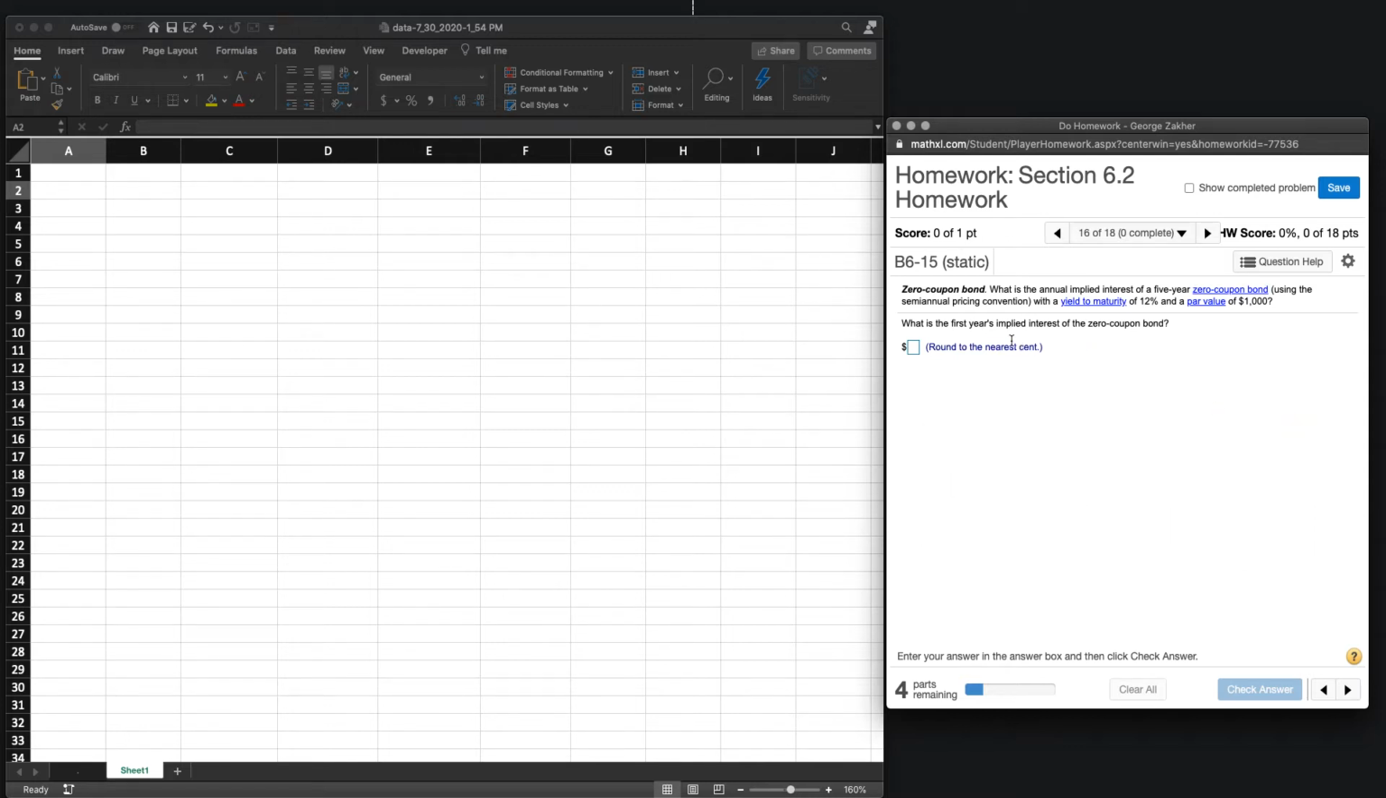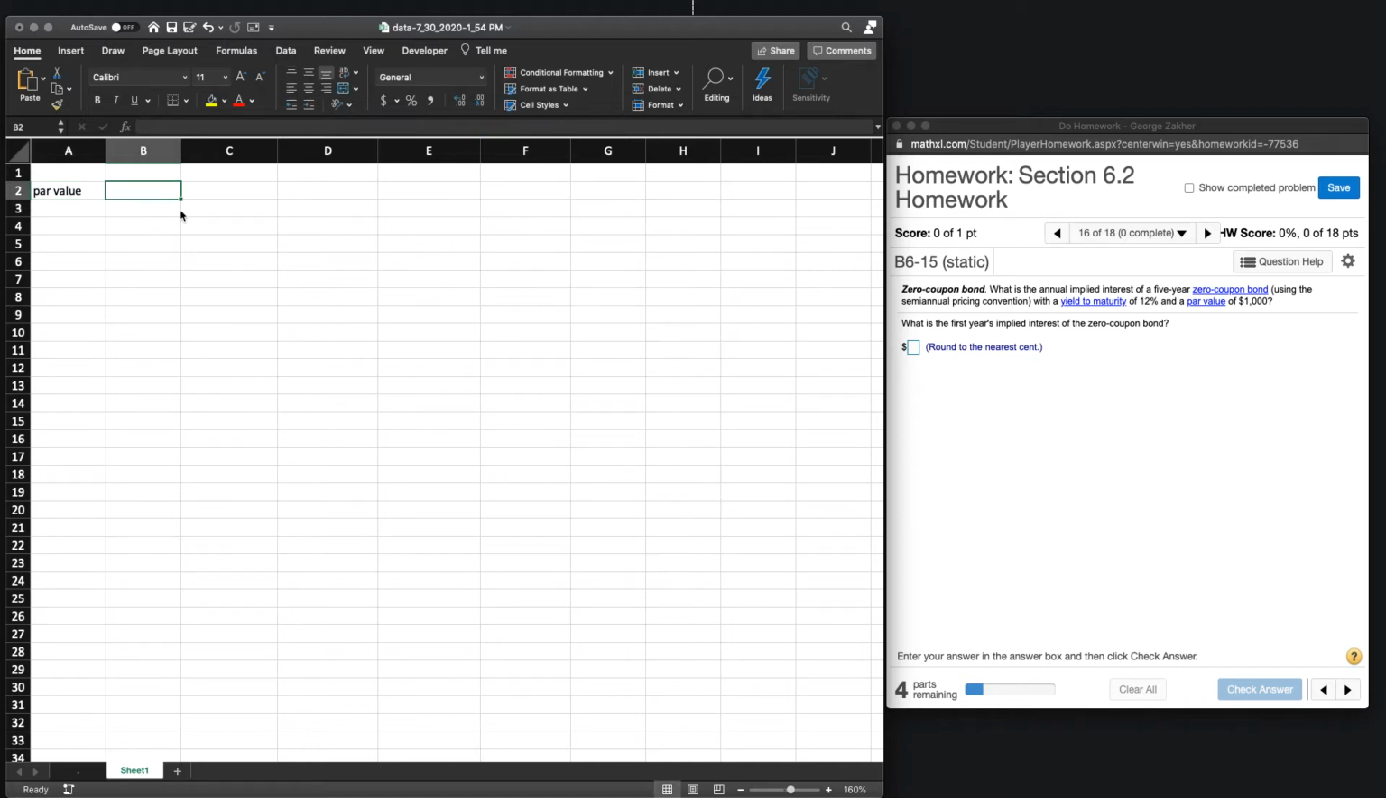And in this case, we need to figure out the implied interest rate of a zero coupon bond. So that interest rate is just going to be the difference between the beginning and ending balance of the year to year. So first, as usual, we want to set up a bit of a table here. So we'll start with our par value.